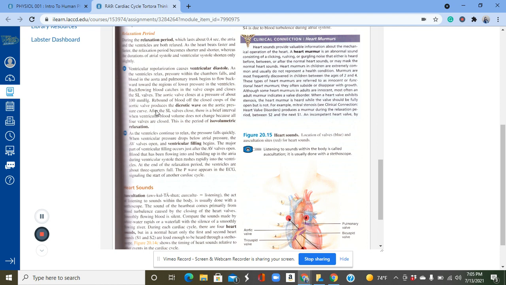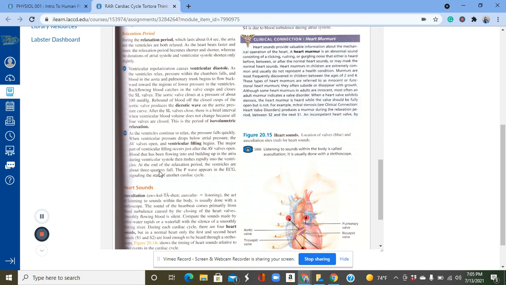Rebound of blood off the closed cusps of the aortic valve produces the dicrotic wave in the aortic pressure curve. After the SL valves close, there is a brief interval when the ventricular blood volume does not change because all four valves are closed. This is the period of isovolumetric relaxation. As number 9, as the ventricles continue to relax, the pressure falls quickly. When ventricular pressure drops below the atrial pressure, the AV valves open and ventricular filling begins.